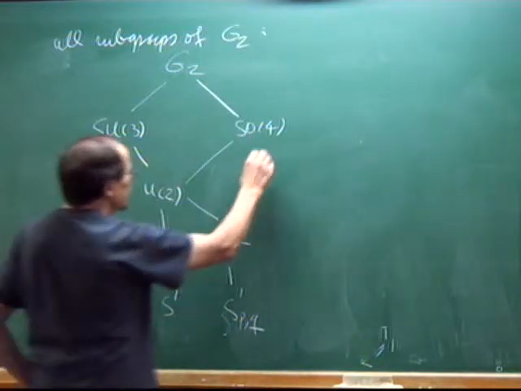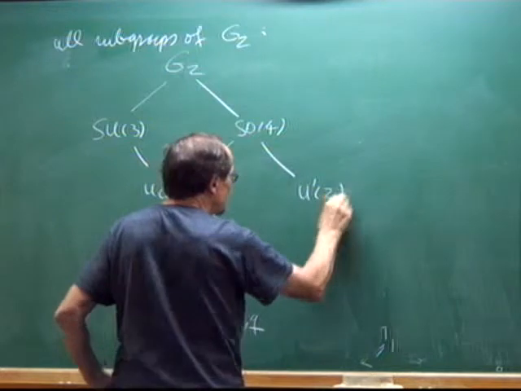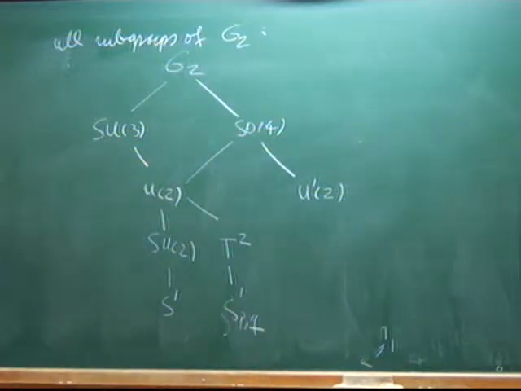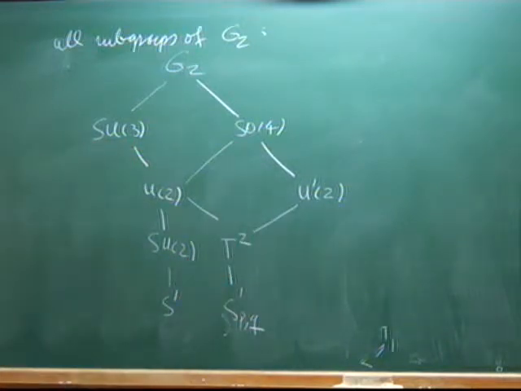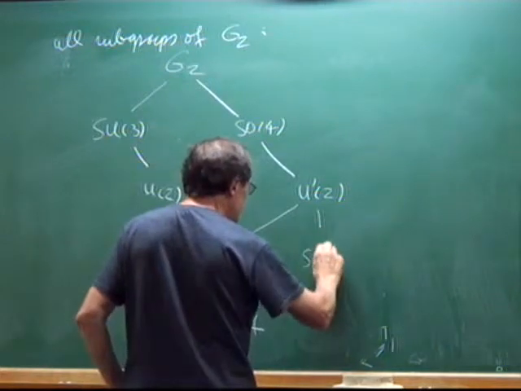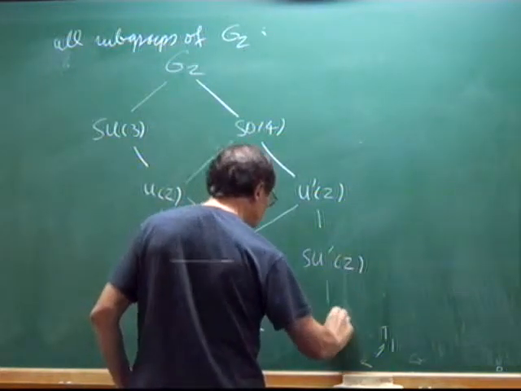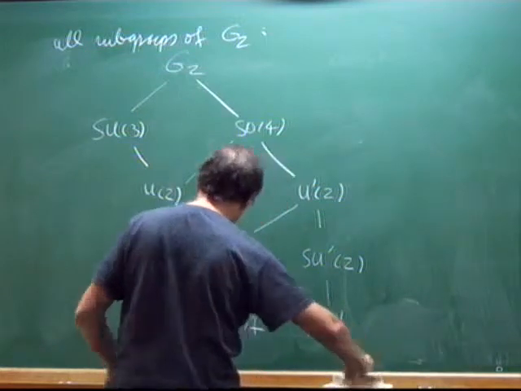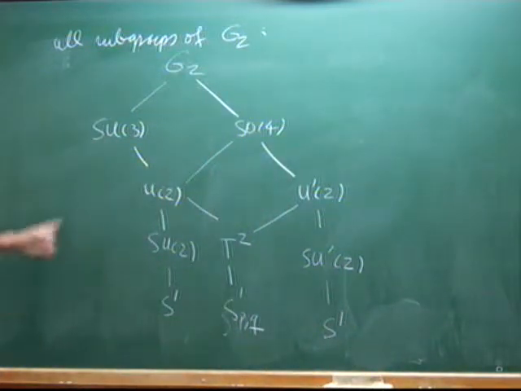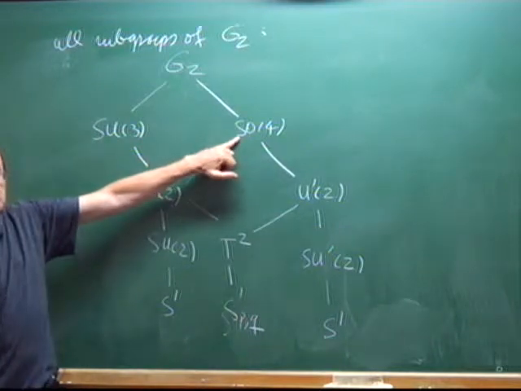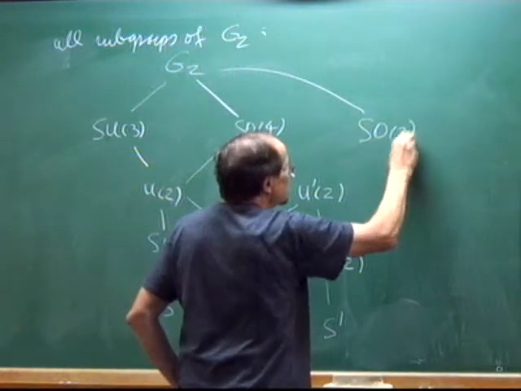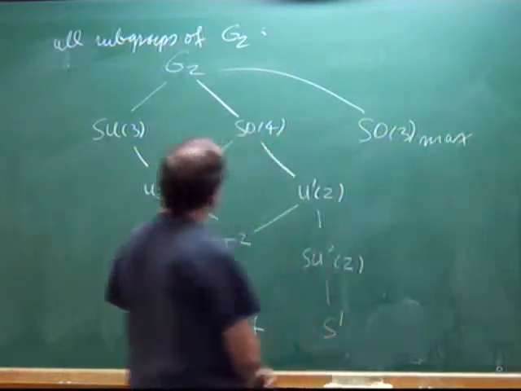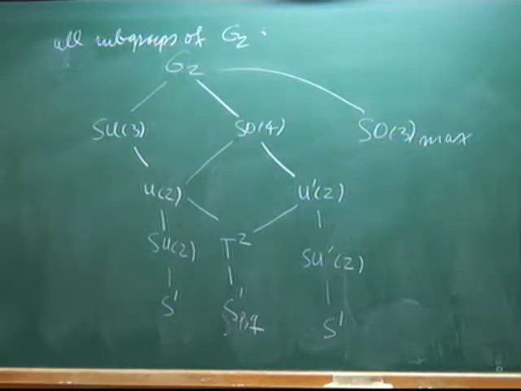Interesting one is that I have another one in SO4 which I want to call U prime 2. I'll see in a minute what that one looks like. It also contains the torus T2, contains another SU2, which also contains a circle. So these are inclusions that all follow from the fact that I constructed these two subgroups of G2. There's one more, which is an SO3, which is the maximal subgroup inside G2. There's nothing in between.